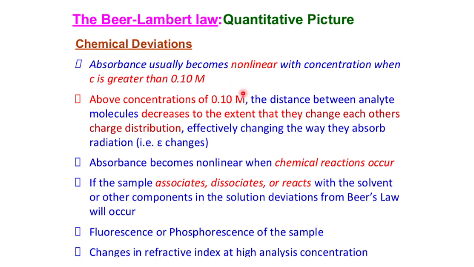Another thing is if chemical reactions occur. For example, with time, if your sample or active material reacts with your solvent, then of course the electron transition will be hampered, and you will not get a linear curve if you plot concentration versus absorbance. Or if it dissociates with time, that will also create a problem.